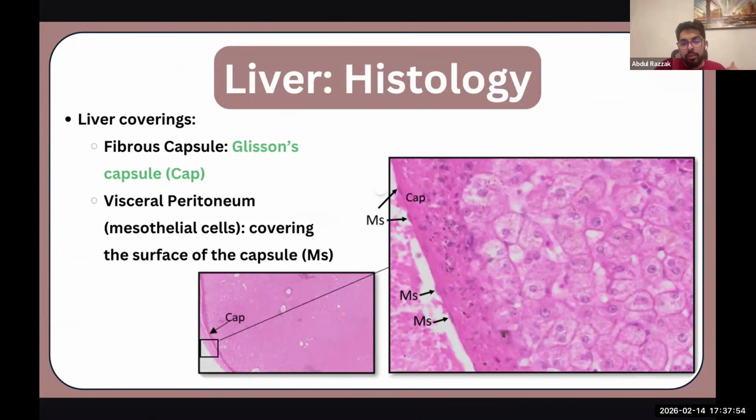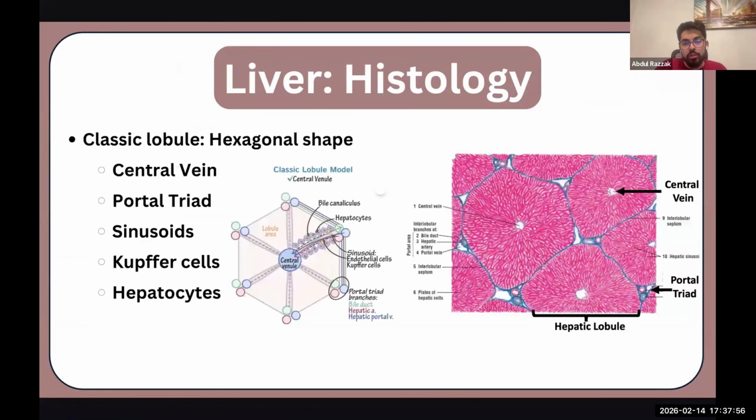Now let's take a look at the functional unit of the liver, which are mainly the classic lobules of the liver, which are usually hexagonal in shape. They have like 6 hexagonal borders, okay? They usually consist of a central vein, okay, and the portal triad or usual portal triad.